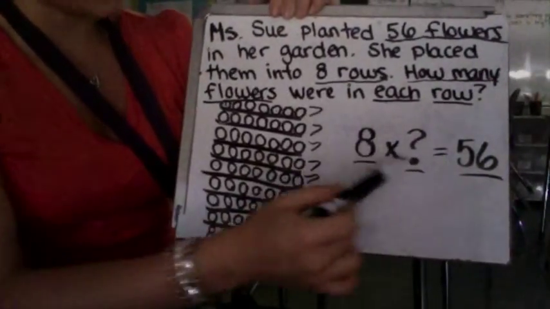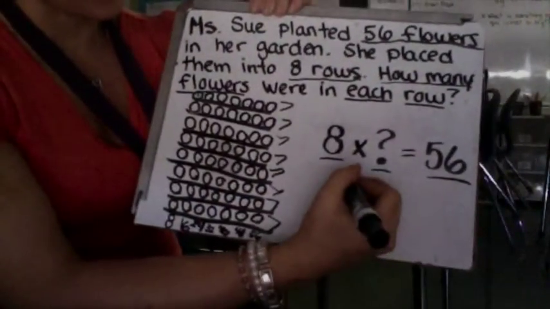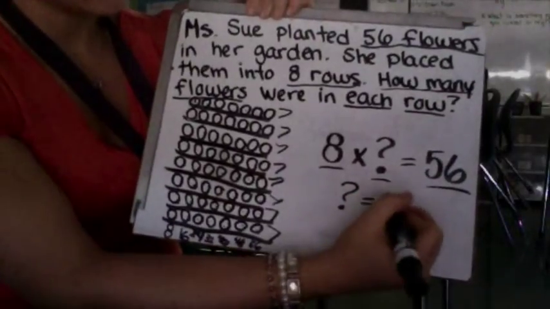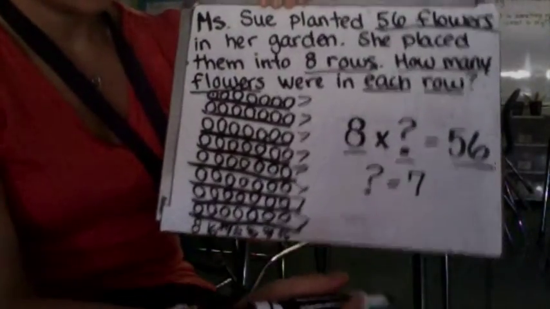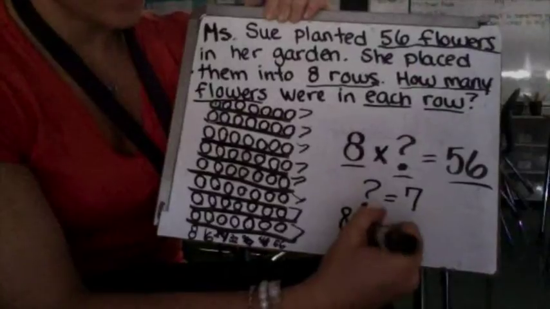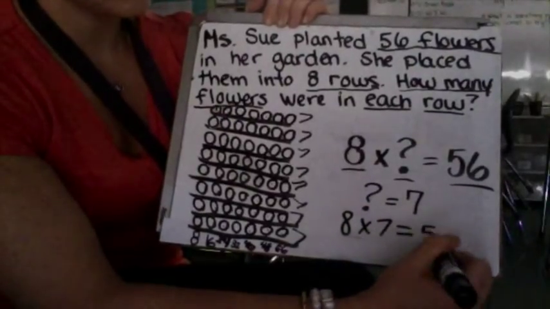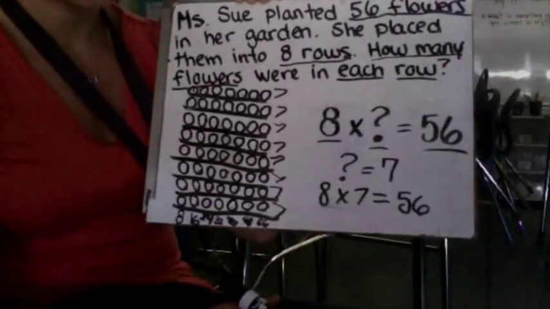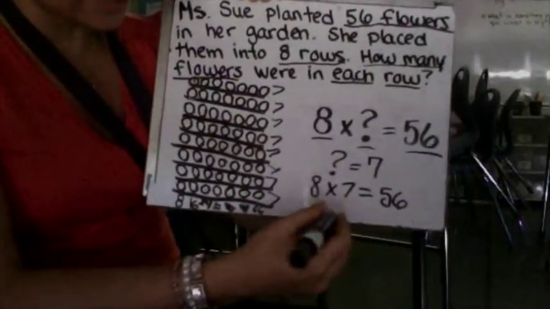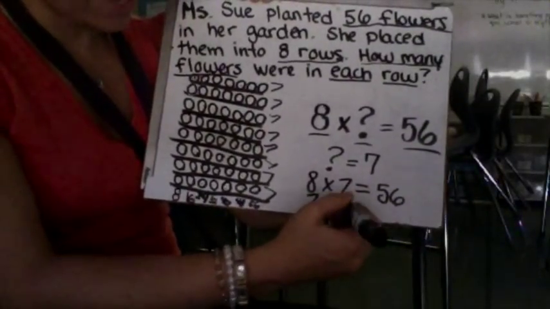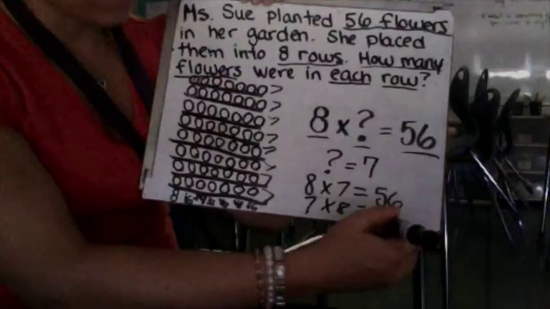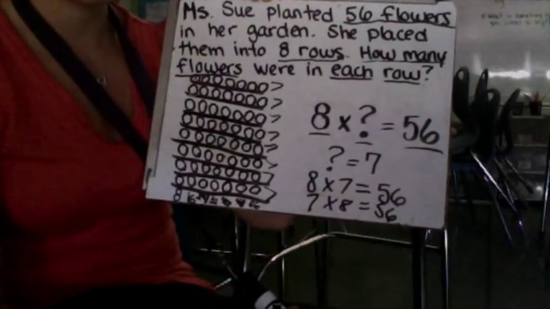So we know now that our missing number equals 7. So 8 times 7 equals 56. And if 8 times 7 equals 56, switch them around. 7 times 8 also equals 56.